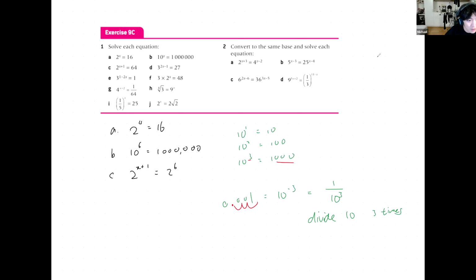In that case, x plus 1 equals 6, x equals 5. Adriana, did you get all of those correct? Yeah. Okay. Adriana, what did you get for D? 2. Okay, let's see if this is correct.